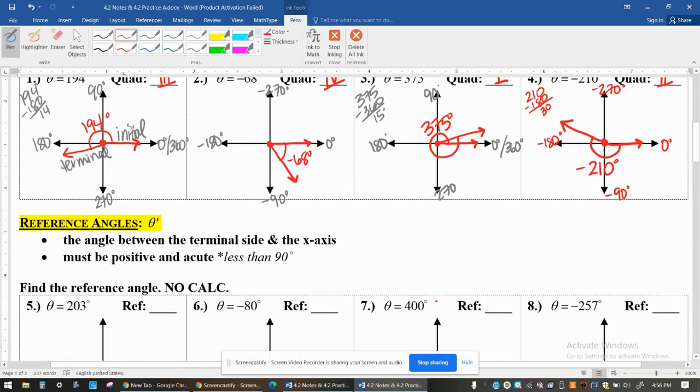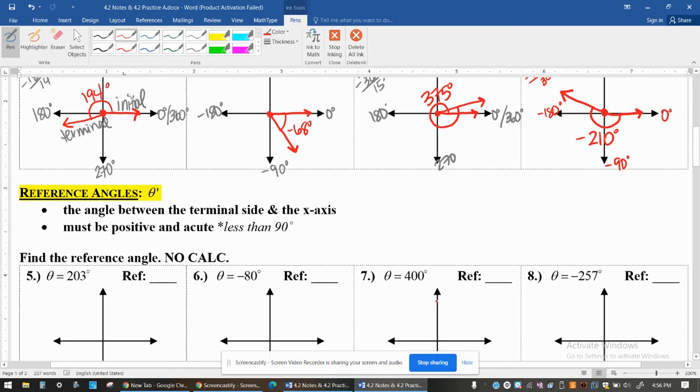All right, this next one is reference angles. So we use a symbol called theta prime. So this symbol of theta with a little apostrophe there is called theta prime. Many textbooks and other classes use theta prime to signify a reference angle. So there are a few things you need to remember about reference angles. They always are made from the terminal side to the x-axis. Okay, always from the terminal side to the x-axis. And they are always positive and acute, aka less than 90.